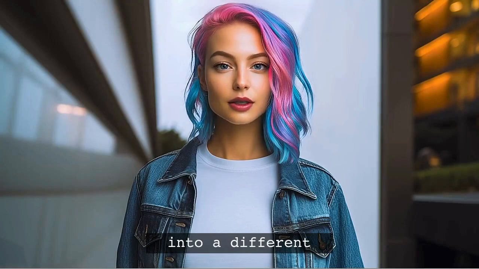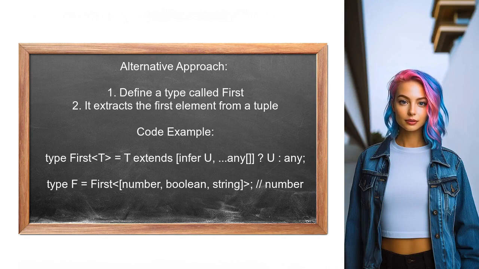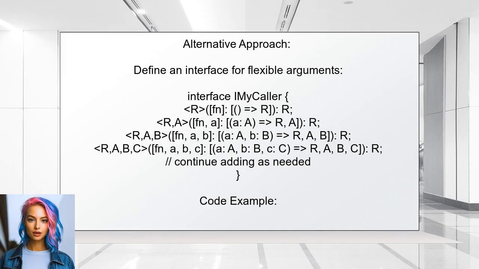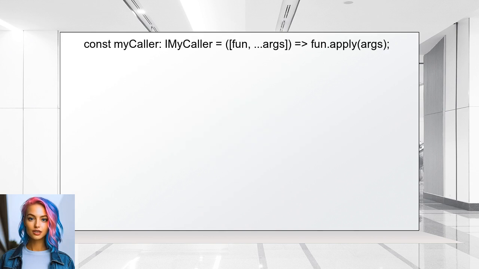Now, let's dive into a different answer from another user. An alternative approach provided by another user defines a type called first. This type extracts the first element from a tuple type. For example, if you have a tuple of number, boolean, and string, the first type will return number. Now, let's shift our focus to a different response. An alternative approach shared by another user involves defining an interface called myCaller. This interface allows for a flexible number of arguments, while ensuring the first argument is a function. It uses TypeScript's generics to handle different argument types and lengths.